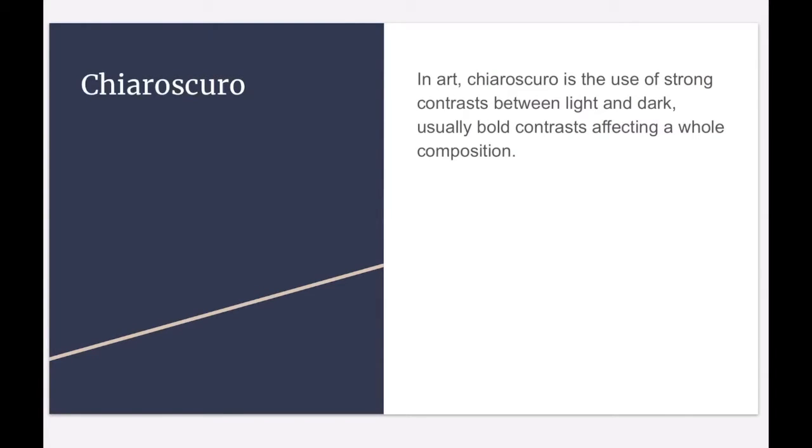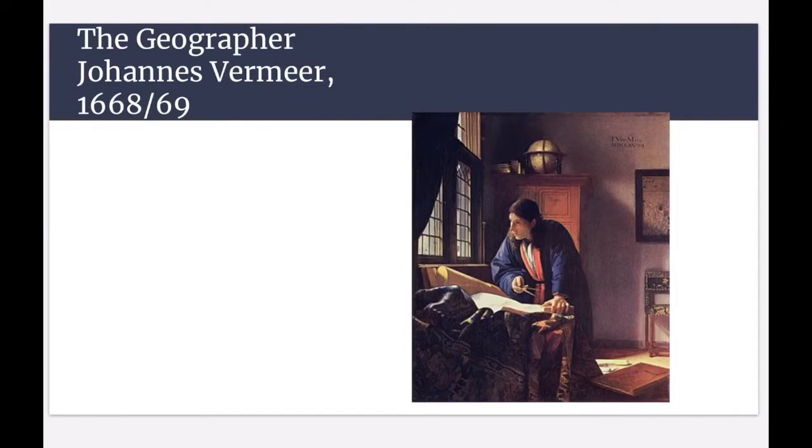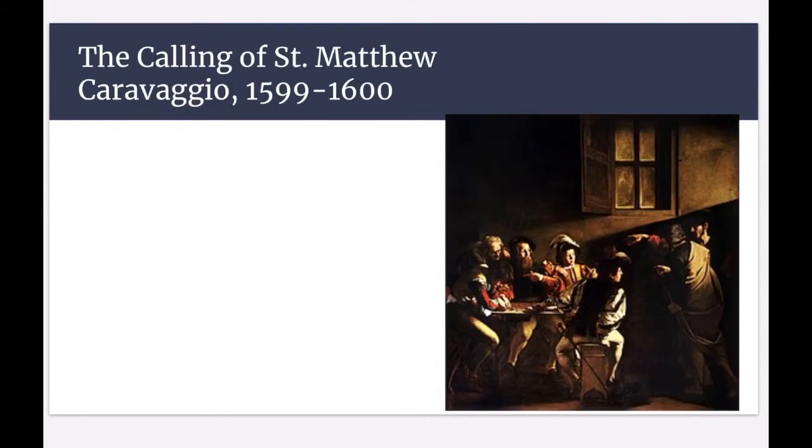Think about if you were to go to a play and you're looking at the stage and there's a spotlight on one character and the rest of the lighting is all dark. That's an example of chiaroscuro. We see that in a lot of different works throughout art history. Here's an example of one. A couple more here.